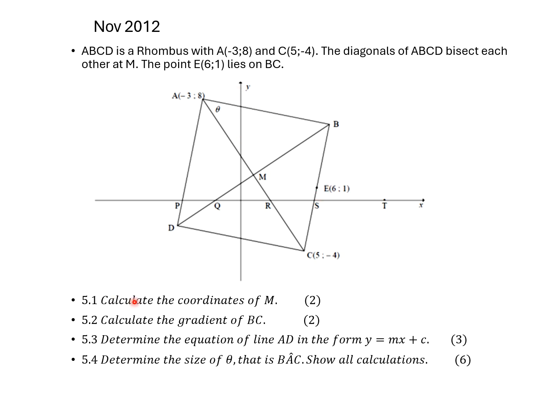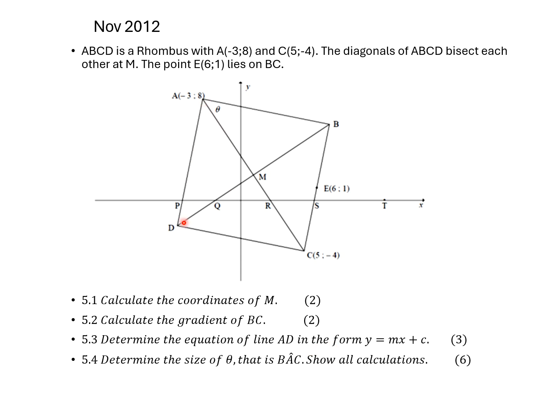So 1, they want us to calculate the coordinates of M. So if they're bisecting, that's a midpoint. Then they want the gradient of BC. Take note, they didn't give me the coordinates of B. But to get gradient BC, I should know that B, E, and C are collinear, so I can use E and C. Determine the equation of the line AD.